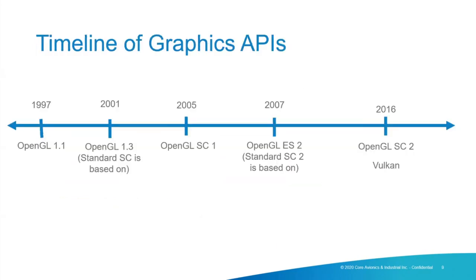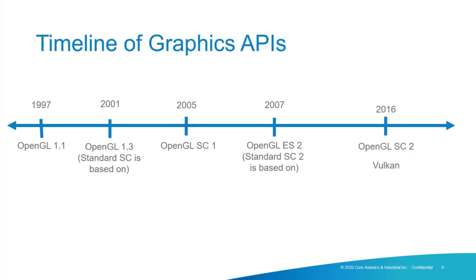So if we look at a timeline of graphics APIs and when they were released, we can see that the original OpenGL 1.1 spec was released in 1997. And so that API was based on assumptions about how GPUs worked back in 1997. And the consequences of that are that any API that is based on OpenGL 1.1 will have those same assumptions baked into it. So if we look, OpenGL 1.3 was released in 2001. This is the standard that OpenGL SC is based on.